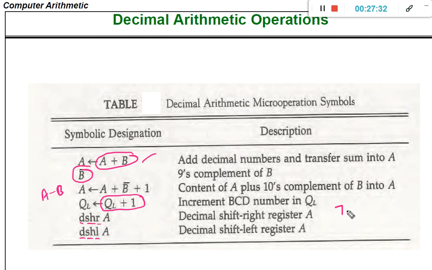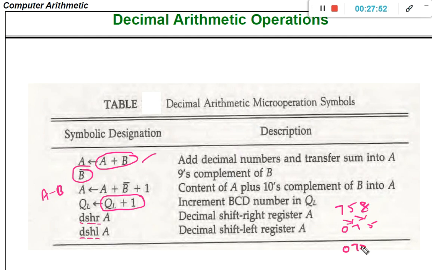For example, assume that there is a value 758. If I want to perform a right shift, this 7 will come here, this 5 will come here, and the leftmost digit will be filled with 0.